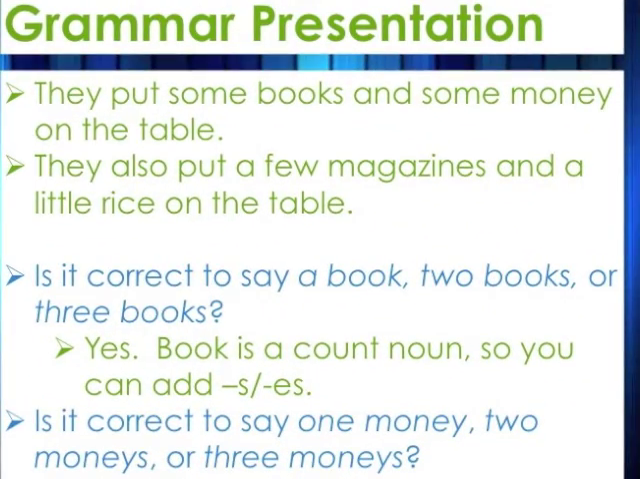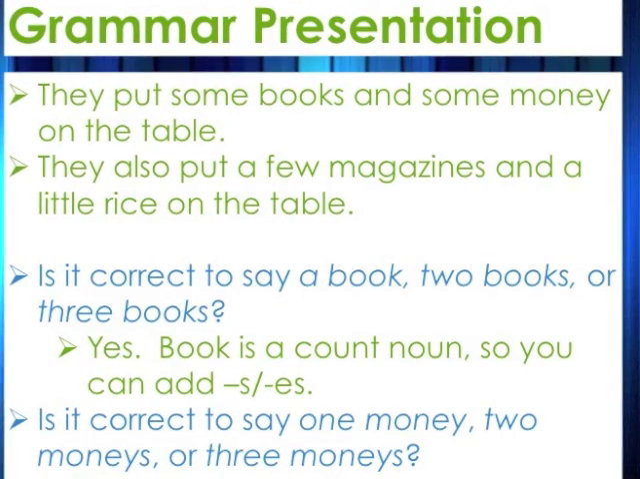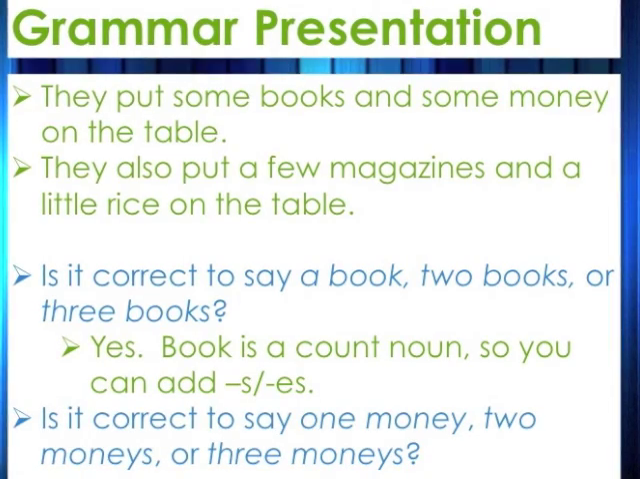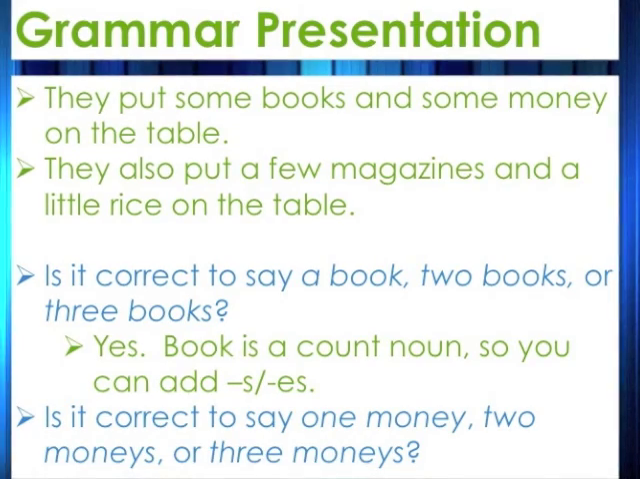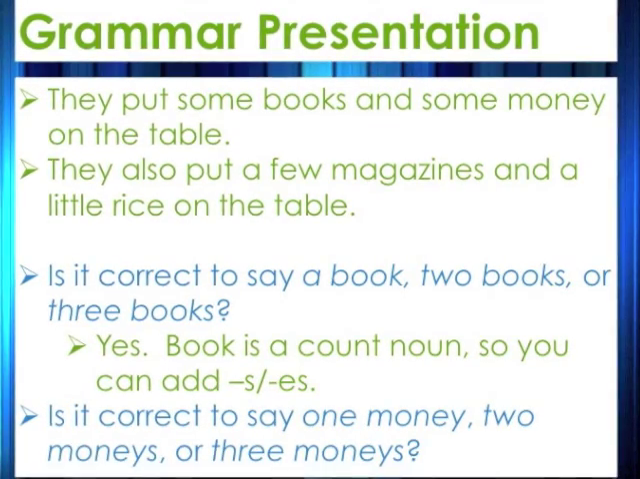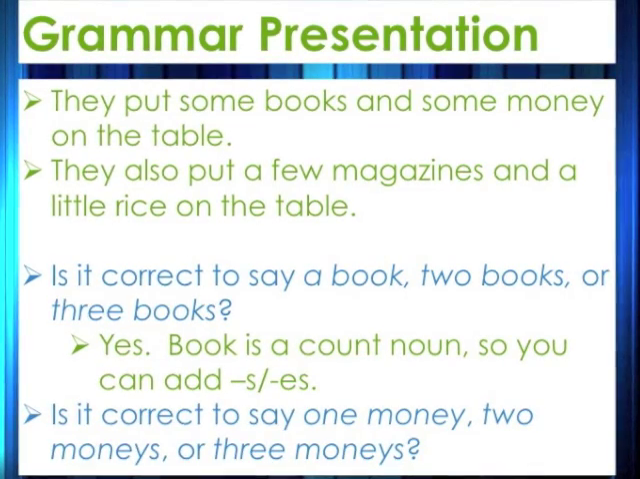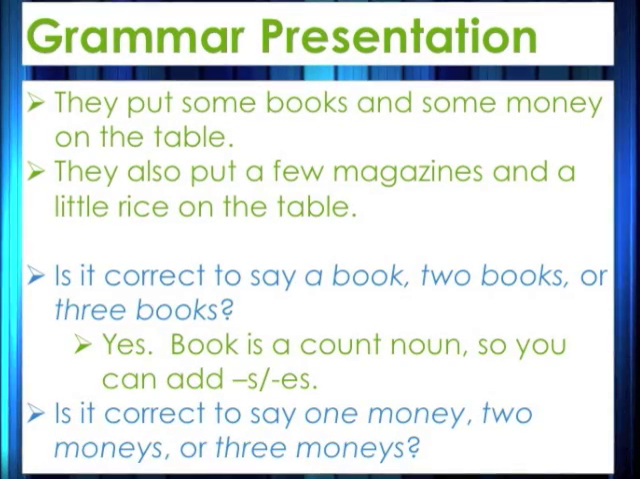Okay, so we've moved on from the different types of nouns to some more details about what types of nouns there are. We're going to talk about count and non-count nouns. If you look up at the two example sentences, they put some books and some money on the table, and they also put a few magazines and a little rice on the table. Those show you the different types of nouns.